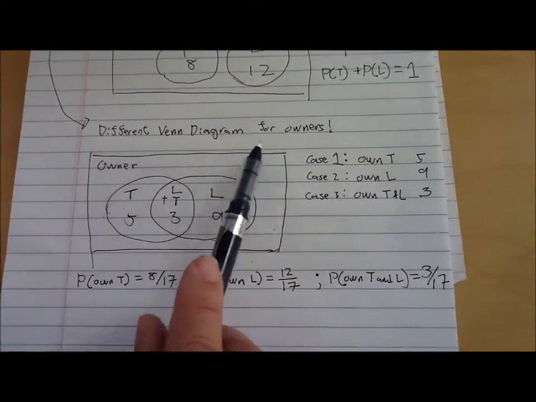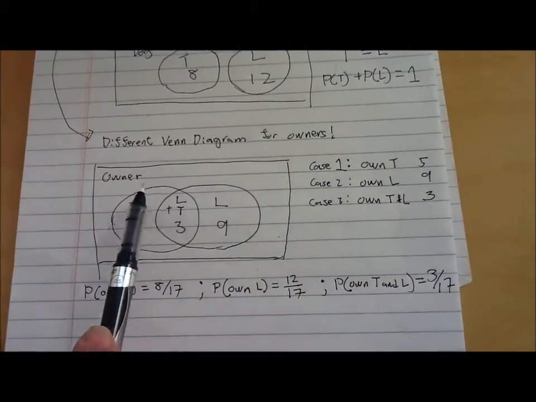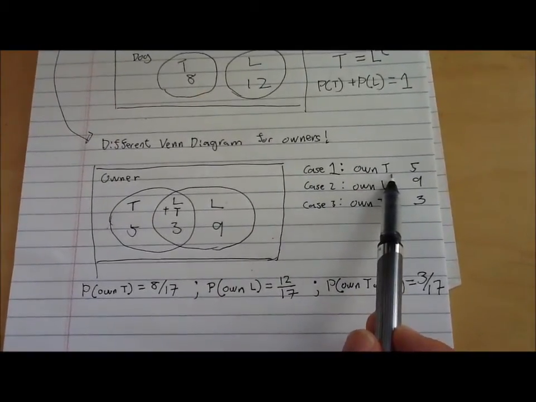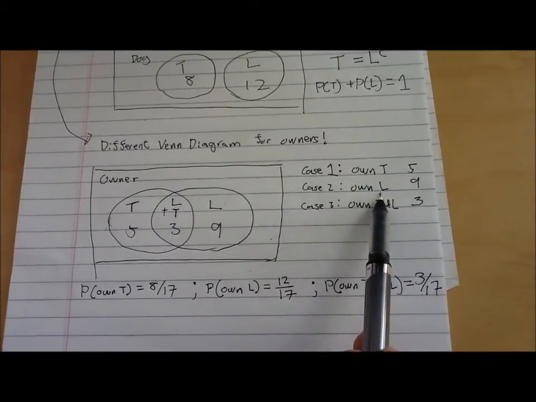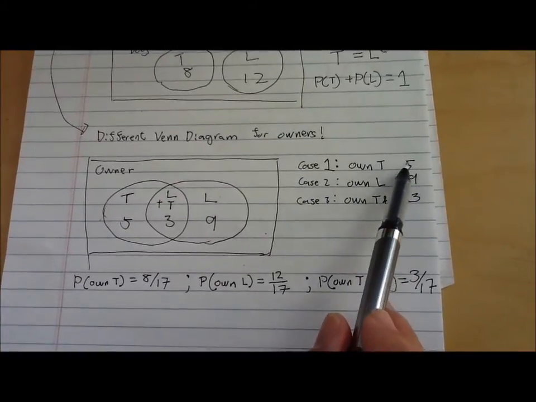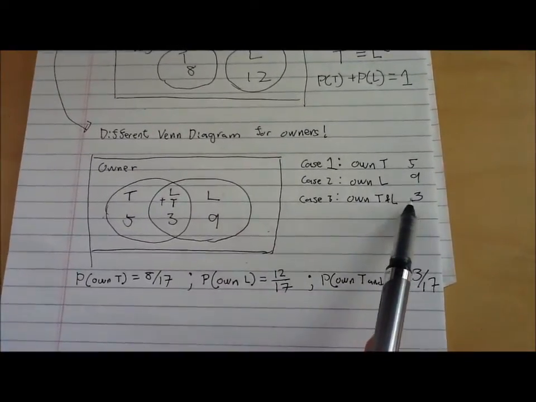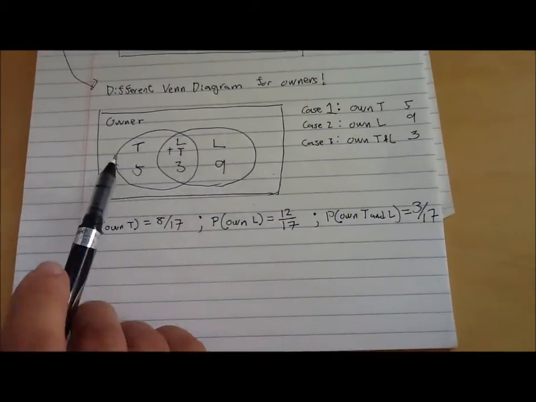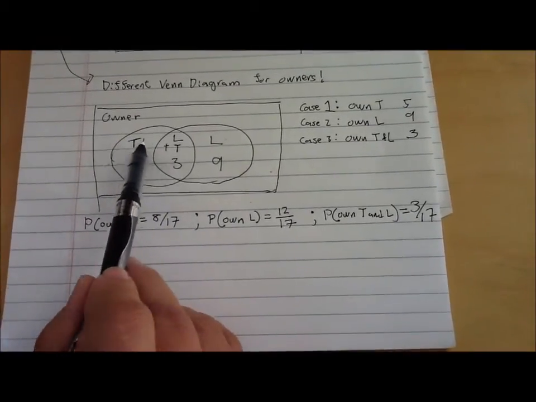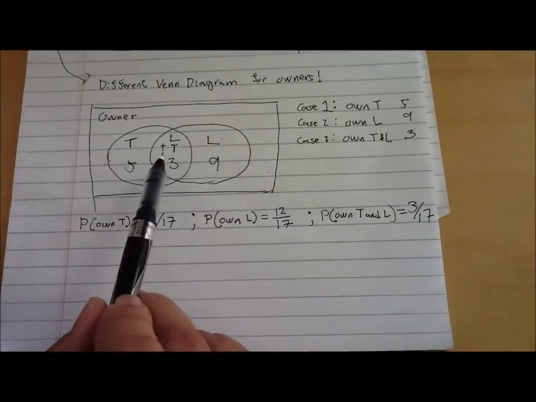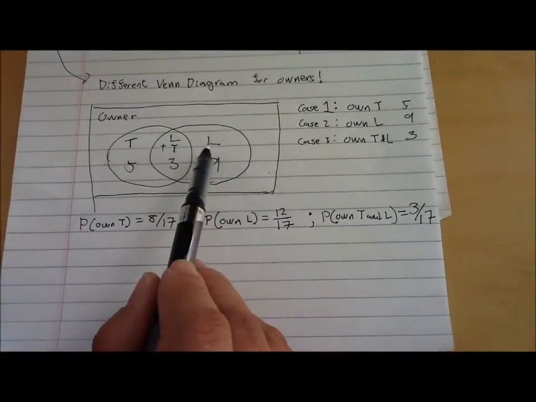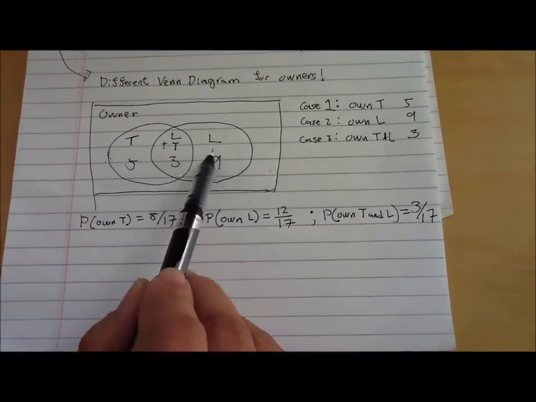But right now, the Venn diagram for the owners will be different, and this is how you have to draw it. Case 1, the owner owns a terrier, case 2 is owning a Labrador, and case 3 is owning one of each, owning both. I've worked it out to be 5 for case 1, 9 for case 2, and 3 for case 3. You can check that easily. So this is how you draw a Venn diagram for the owners. T, right here, those who own a terrier and nothing else is 5. Those who own both is 3. And those who own a Labrador and nothing else is 9.